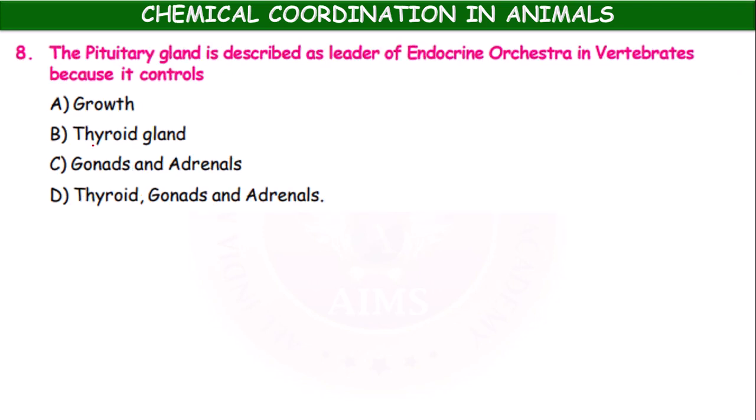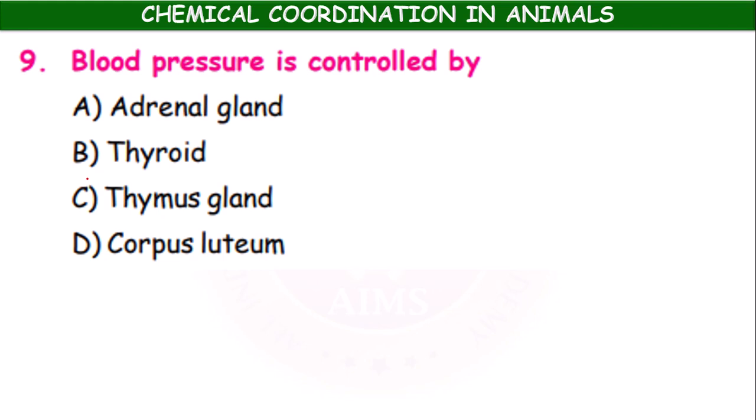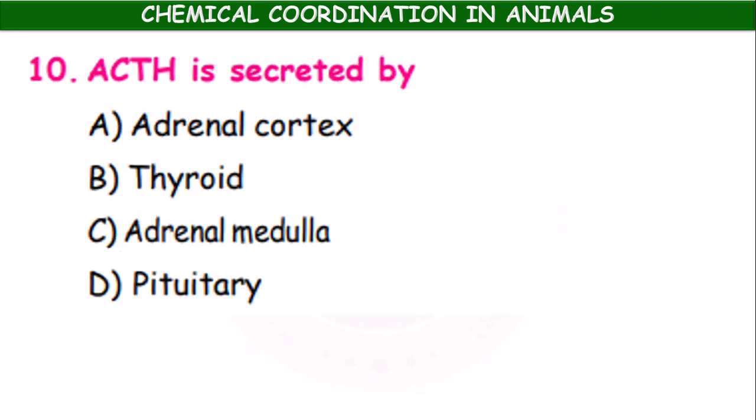The pituitary gland is described as a leader of endocrine orchestra in vertebrates because it controls growth, thyroid gland, gonads, adrenals. Okay, it controls almost all glands. The blood pressure is controlled by adrenal gland, thyroid, thymus, corpus luteum. It is the adrenal gland which controls the blood pressure. ACTH is secreted by adrenal cortex, thyroid, adrenal medulla, pituitary.